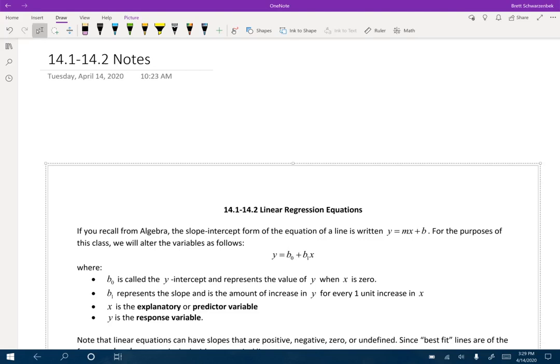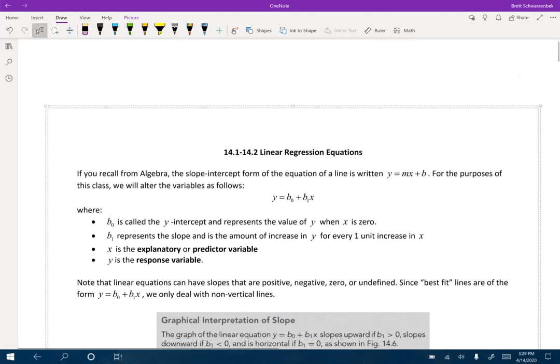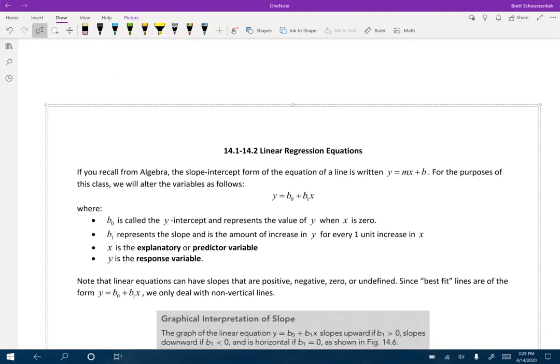All right, this is the 14.1 and 2 notes for stat honors. We're going to be starting our studies of regression and bivariate data. Basically, in the beginning here, we're going to go through a little bit of a review of algebra and linear equations.